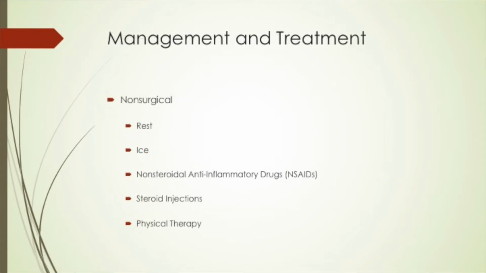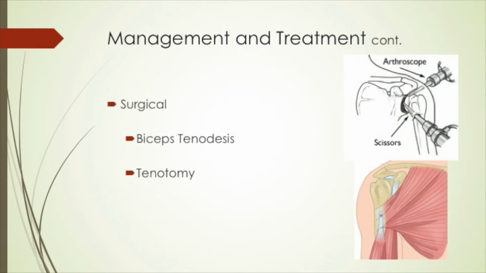After a diagnosis of bicipital tendinitis is made, there are two paths you can take. The first path you can take is a non-surgical route. This includes resting by avoiding activities that cause pain, ice to help keep swelling down, and non-steroidal anti-inflammatory drugs, or NSAIDs, to help with pain and swelling. There are also steroid injections, such as cortisone, that are used as a very good anti-inflammatory medicine that can also relieve pain. Lastly, there is physical therapy that focuses on specific stretching and strengthening exercises to help restore range of motion and shoulder strength. If the non-surgical treatment is not working, then your physician may recommend surgery.